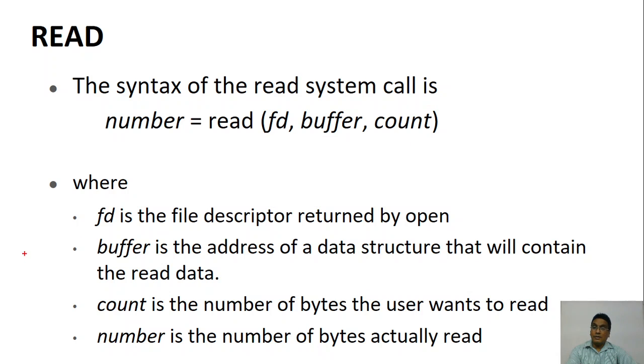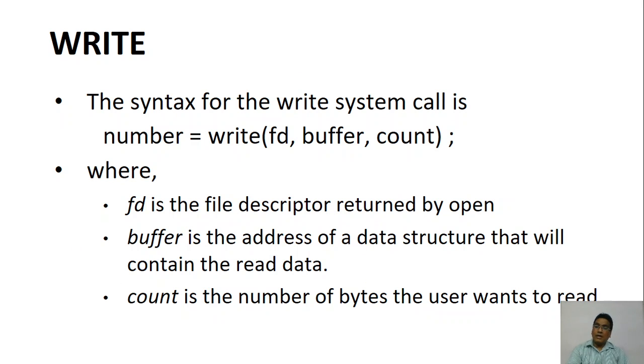So the FD is the file descriptor, buffer is the address of the data structure where the content will be read, count is the number of bytes that the user wants to read, and the returned number is the number of bytes that are actually read.